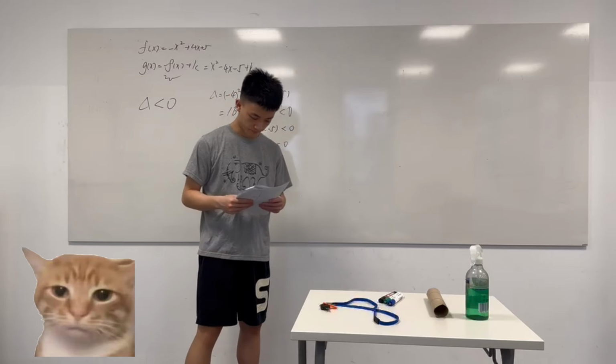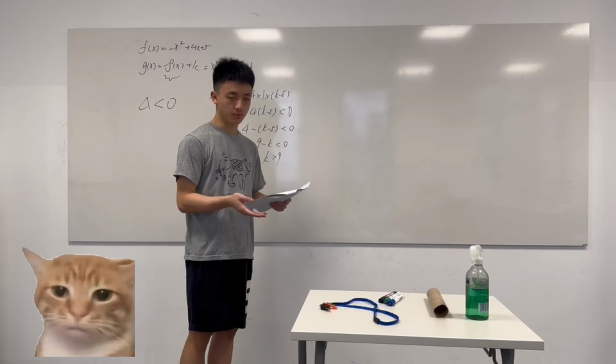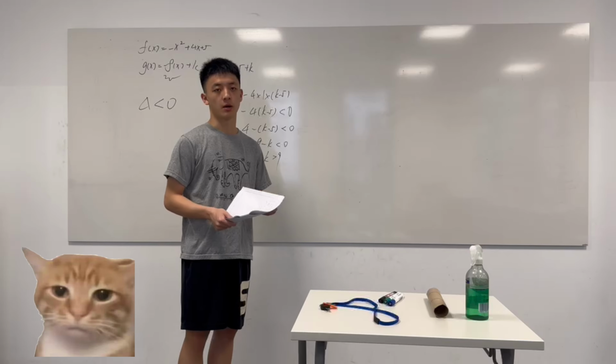So question 10 is something like, first question is about describing the transformation of a function. So question B is something about discriminant.